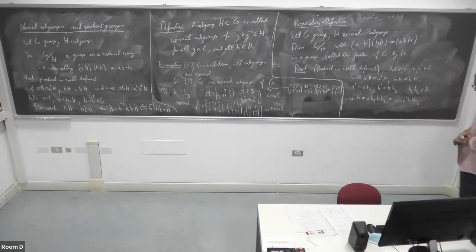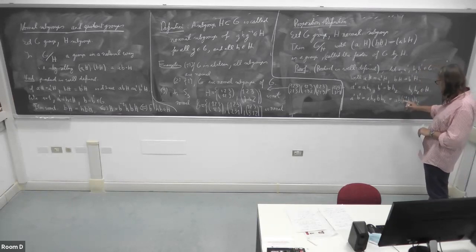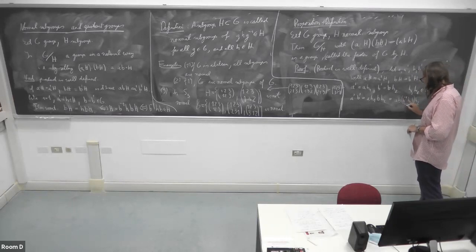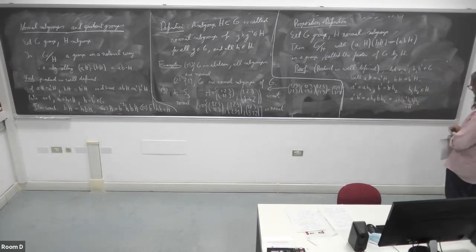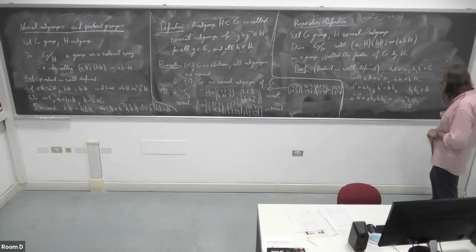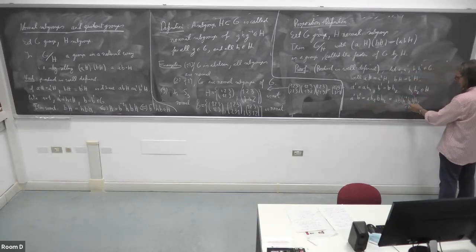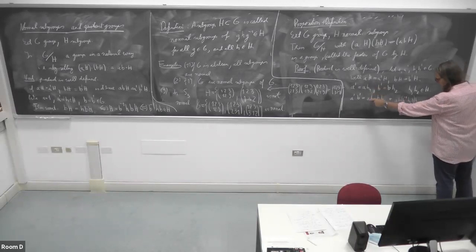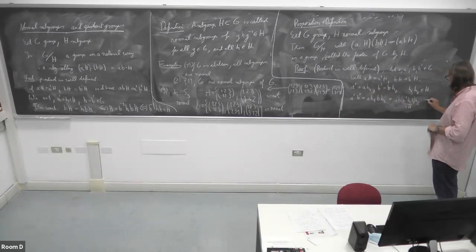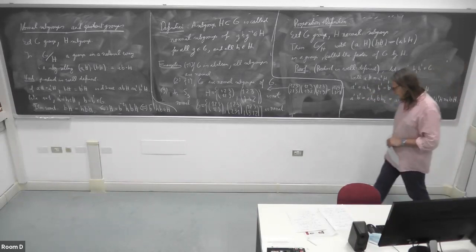And I can factor it like this. So here we see we have B to the minus 1 H1 B. So this is an element in H. And so therefore A prime B prime is AB times a product of two elements in H. So it means that A prime B prime times H is equal to AB times H. So the product is well defined.